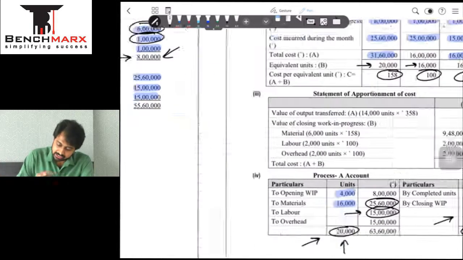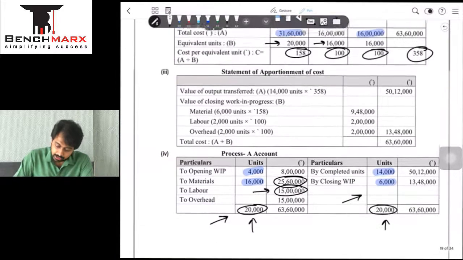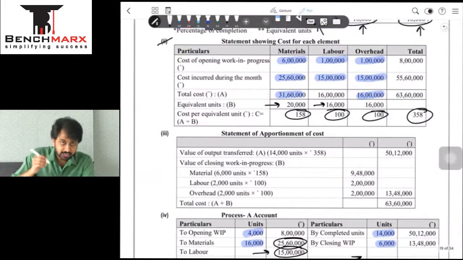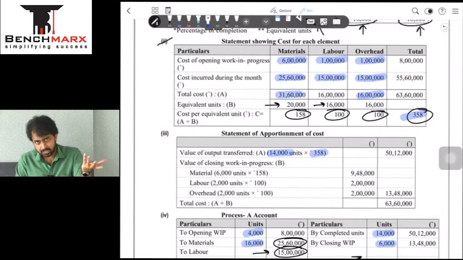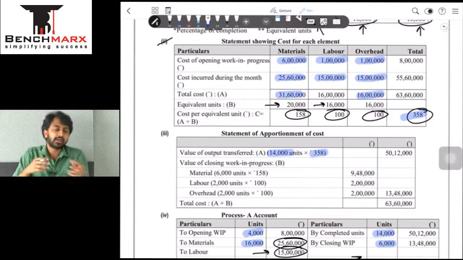Let us check what the ICI has done. As I said, in the value of the goods transferred, 14,000 were goods transferred and 358 is coming from this 358. That is because that's the cost of completed units, and 14,000 are fully complete. So either do the respective equivalent output content into 158, 100 and 100, तुमको एक ही आंसर आने वाला है. या फिर अगर they are 100% complete, I just need to add everything and multiply with the total completed goods of 14,000. आंसर एक ही आएगा.